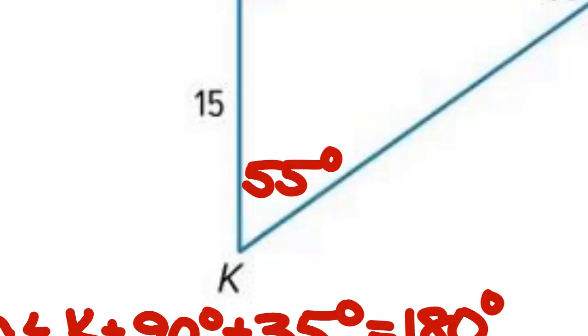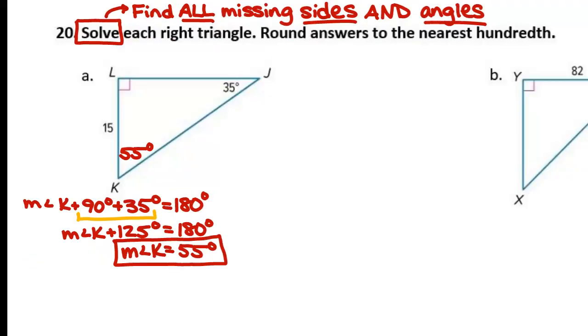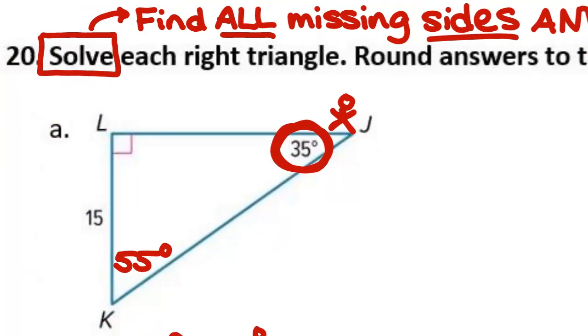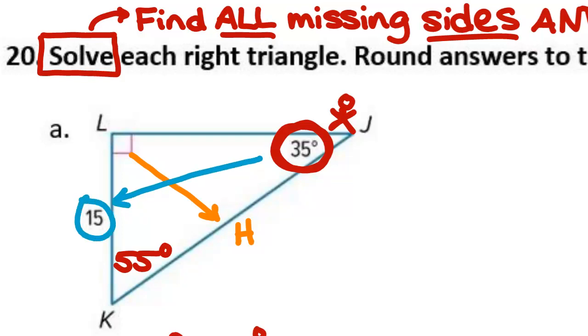Now we know all 3 angles. How many sides do we know? Just 1. We need to find the other 2 sides. Remember, I always stand at the angle that they told me about. I always stand at something that was given to me, never something that I found, in case I made a mistake. We're going to need to find the hypotenuse. We know the opposite side, that's this 15. And we're going to need to find the adjacent side.